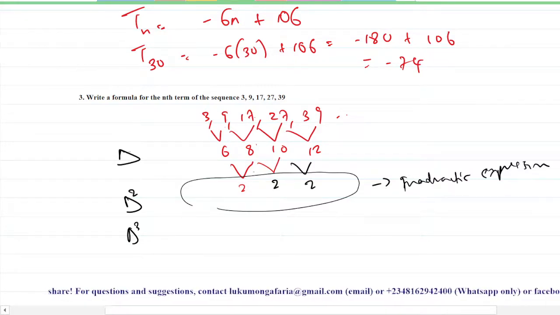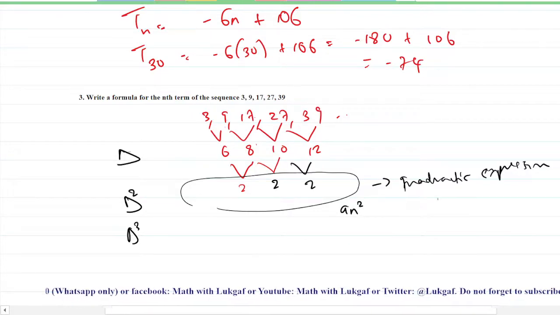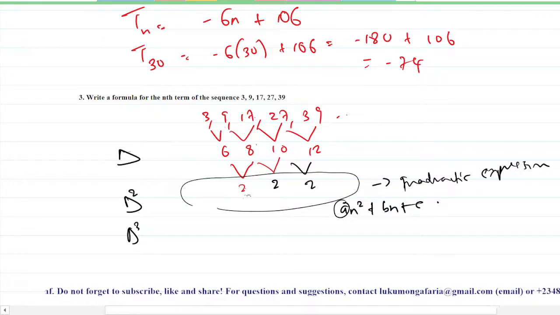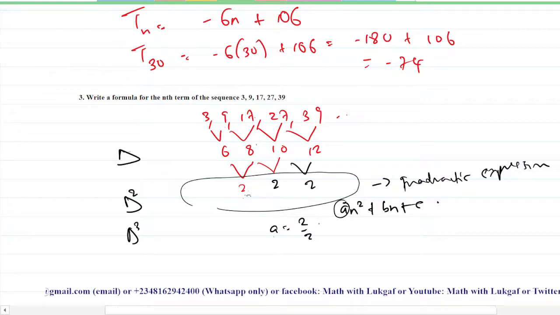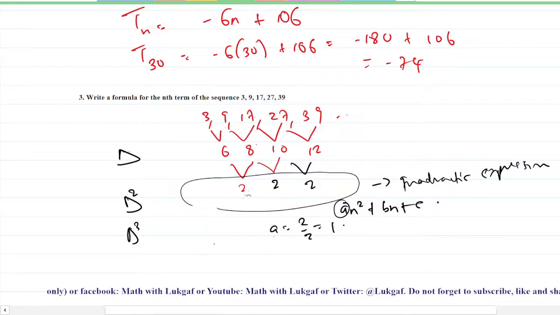Don't forget, when you say something is a quadratic expression, the general form is an squared plus bn plus c. You understand now? You can obtain your a, which is the coefficient of n squared, by dividing the constant difference by 2. Let's say your constant term is 6, you divide 6 by 2. If your constant term here is 8, then you say 8 divided by 2, and this will give you 1.